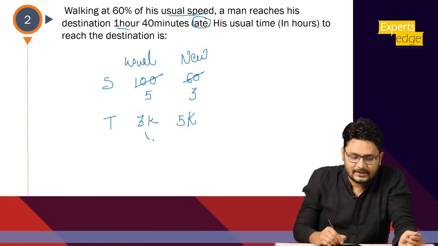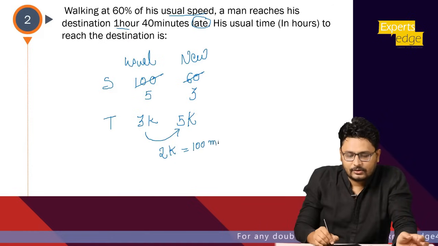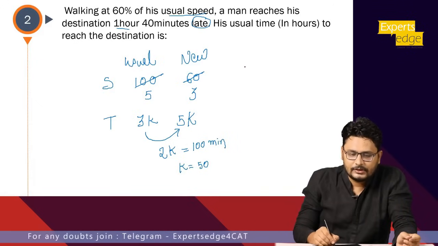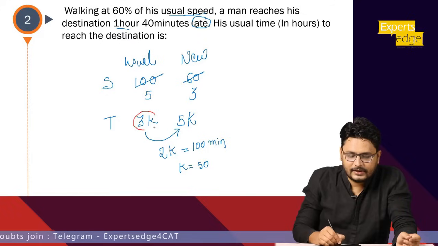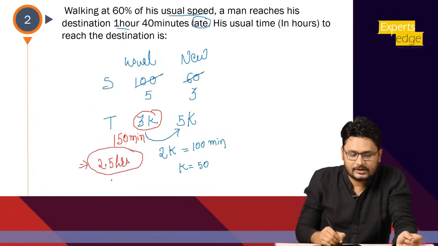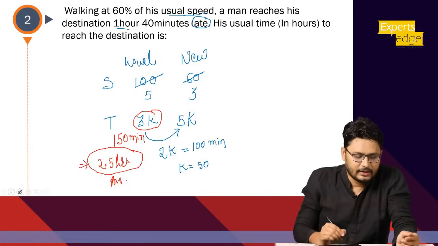That means how much late is he going? That is nothing but 2k. And actually how much is he going late? 1 hour 40 minutes means 1 hour is 60 minutes, 60 plus 40, 100 minutes. So technically my 2k has to be 100 minutes, so k is 50 minutes. Now what it is asking is the usual time in hours. So what is the usual time? 50 into 3, 150 minutes. So how much is 150 minutes? It is nothing but 2.5 hours, right? 2.5 घंटे होते हैं ना, 150 minutes. ठीक है? So that is my answer of this particular question. Okay, I hope you are getting a hang of it.